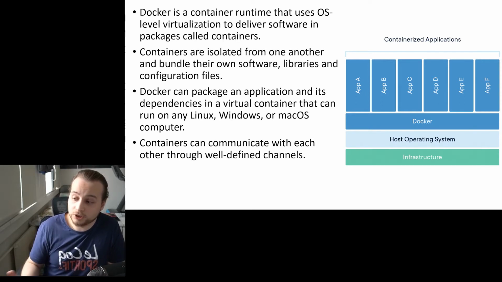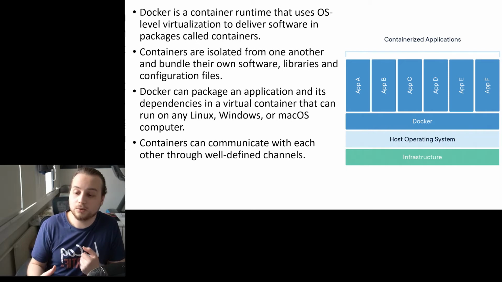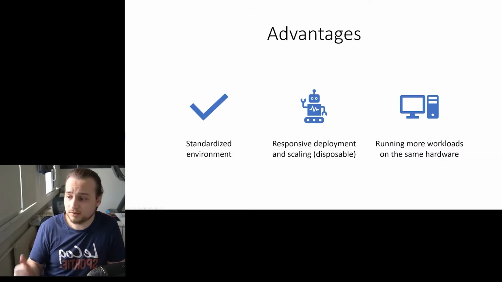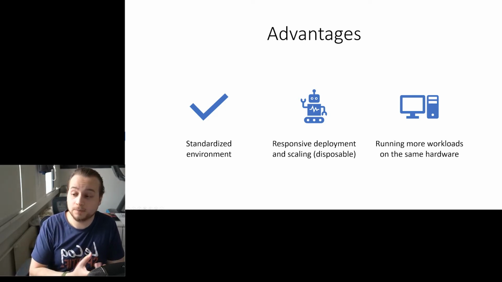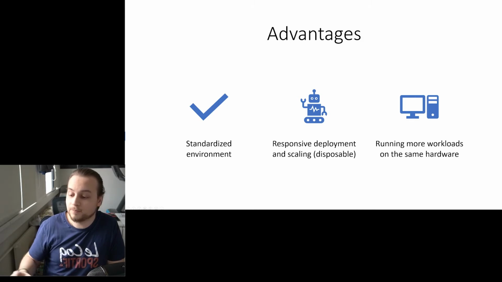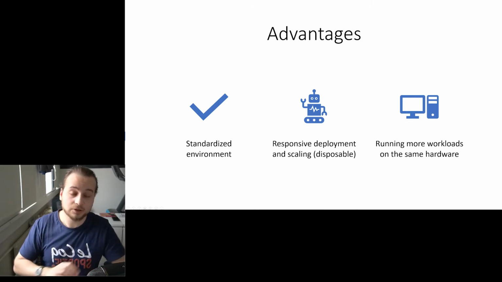Containers can communicate with each other through well-defined channels. So normally containers are isolated, but you can make it so that they communicate with each other. The standardized environment: you have all these developers who have different machines with different environments and different dependencies, and what works on one machine can fail to work on another machine. But with Docker, everything is standardized and you just have a Dockerfile. And if it runs on your Docker machine, it will run on any Docker machine.